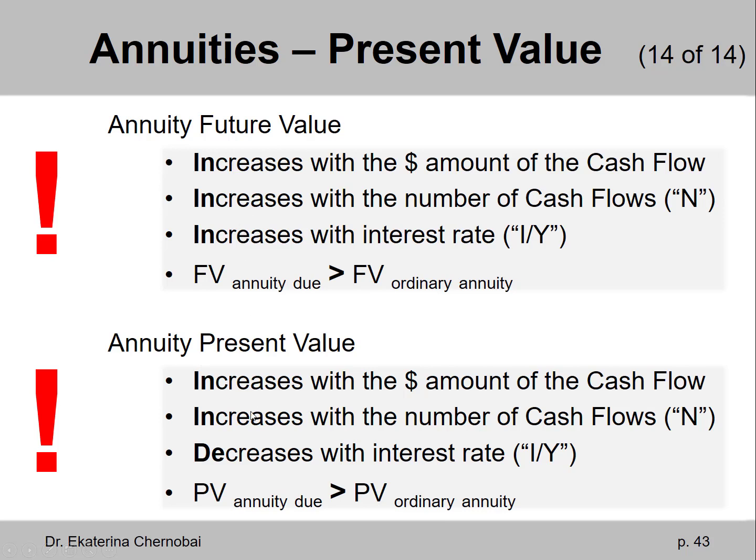The second thing that they have in common is the number of cash flows. Again, if you're increasing the number of terms in the sum, the answer will be higher. So both the future value and the present value will increase if we increase the number of cash flows. So that's N in the financial calculator.